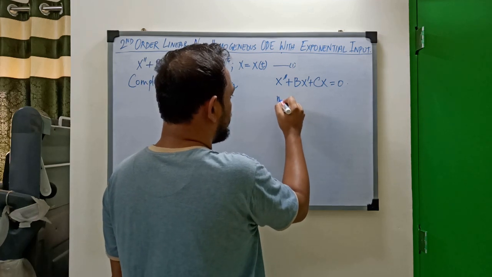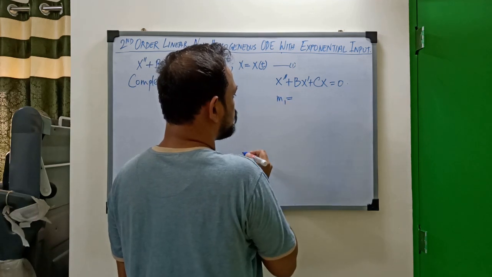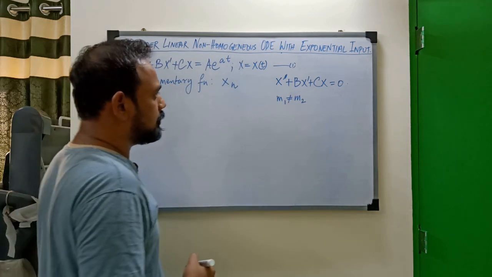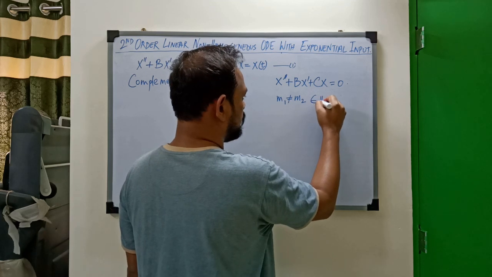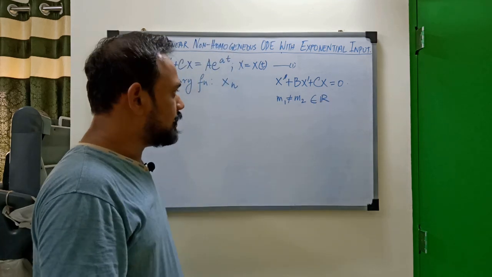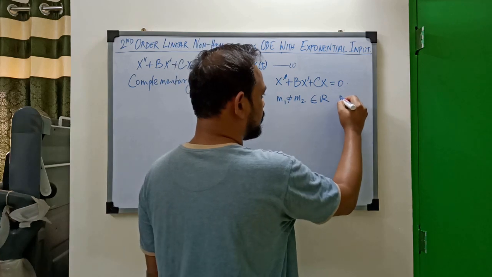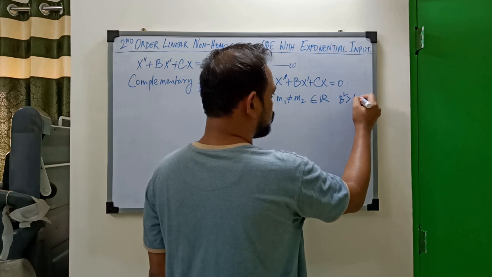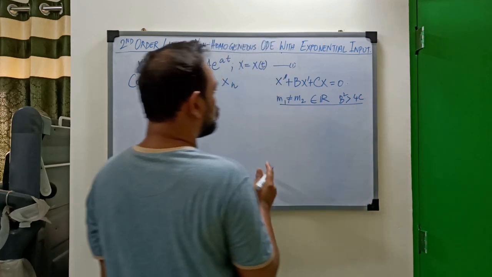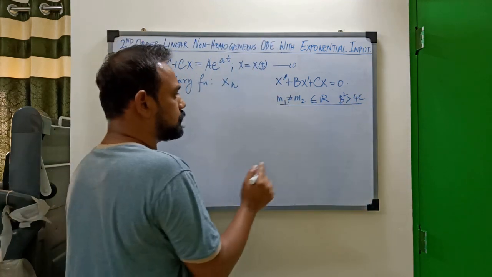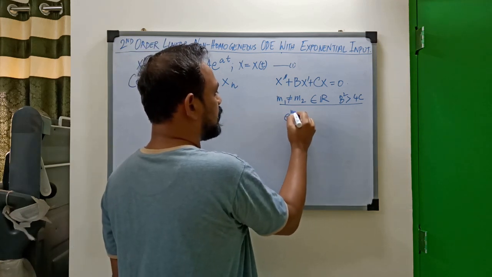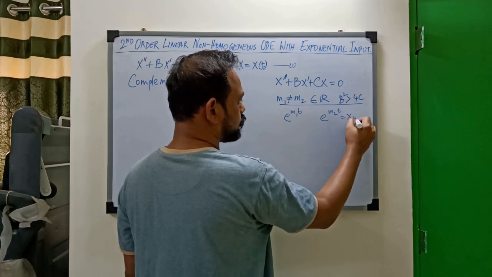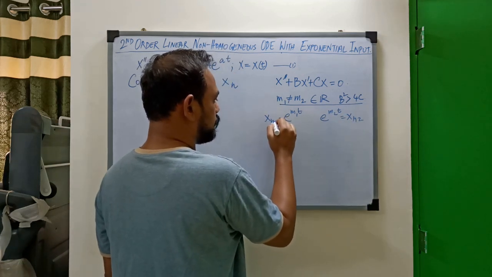So in the case that m1 and m2 were not equal, but real, which is really the case of overdamping, that is, b square was greater than 4c. Please refer back to the video where we had done this. In this case, the 2 solutions for this homogeneous equation were e to the power m1t and e to the power m2t. Let me just call them xh1 for m1 and xh2 for m2.